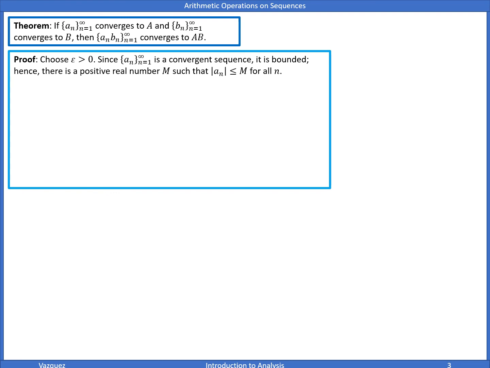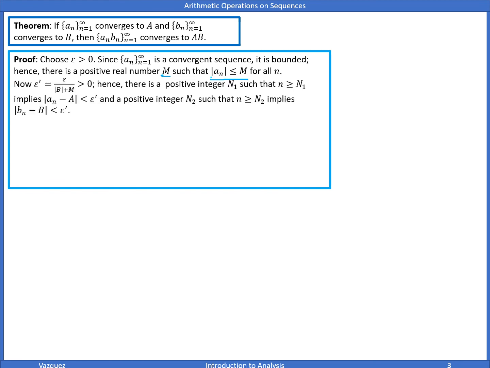Okay, well first, as we always do, choose epsilon greater than 0. And since the sequence an is a convergent sequence, it's bounded, right? So as I mentioned last slide, there's a positive real number m such that all the terms of the sequence are less than or equal to that positive real number m for all n.